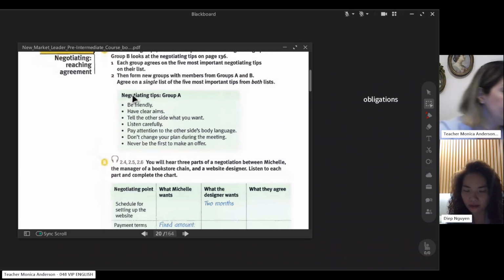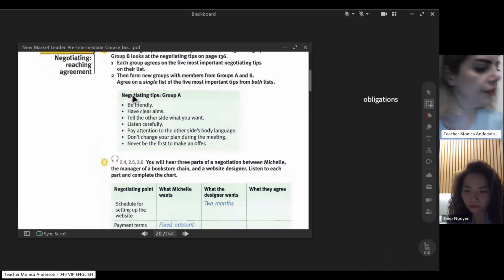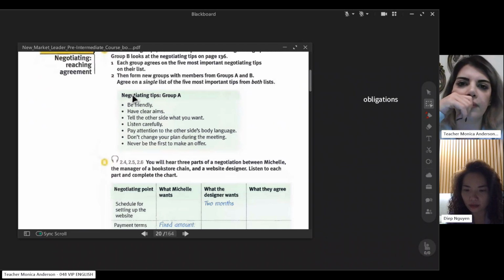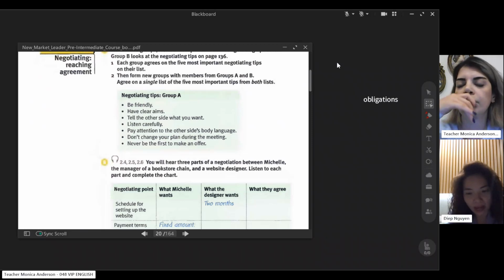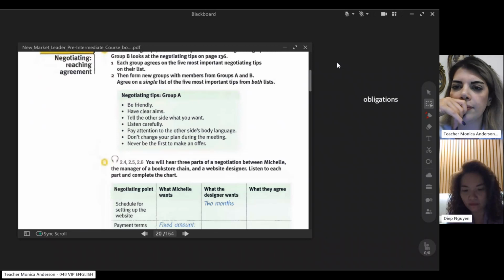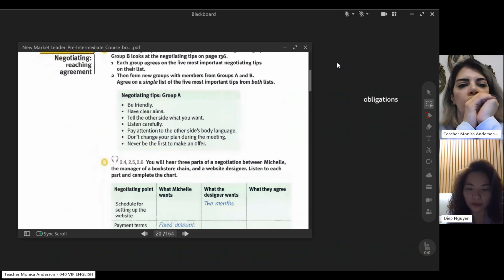To me, I think some tips are very useful for negotiating, like listen carefully, pay attention to the other side's body language, and don't change your plan during the meeting. And I think also be friendly.